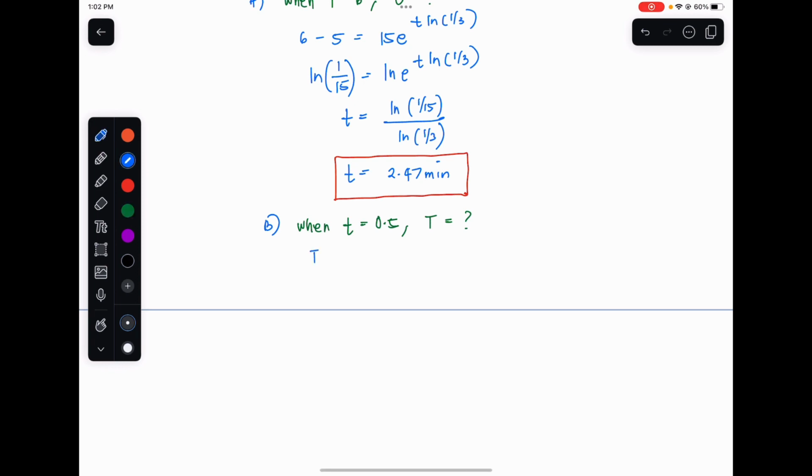That is T minus 5 is equal to 15 e raised to 0.5 ln of 1/3. So the temperature is 15 e raised to 0.5 ln 1/3, and then plus 5. We add 5 after, so that would make it 13.66 degrees Celsius. So that is the temperature, which is between 10 to 20 degrees Celsius as expected.